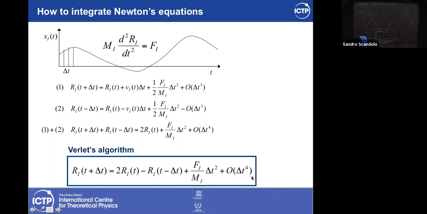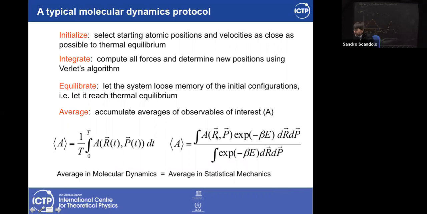So this is a standard protocol of a molecular dynamics simulation. You first initialize your atomic positions. You need to give some initial positions and velocities, because you remember, in the algorithm, you need to know either the velocities, or you have to give the positions at time zero and time delta t, which is sort of equivalent to given velocities. That initializes your simulation. And then you start running your simulation.